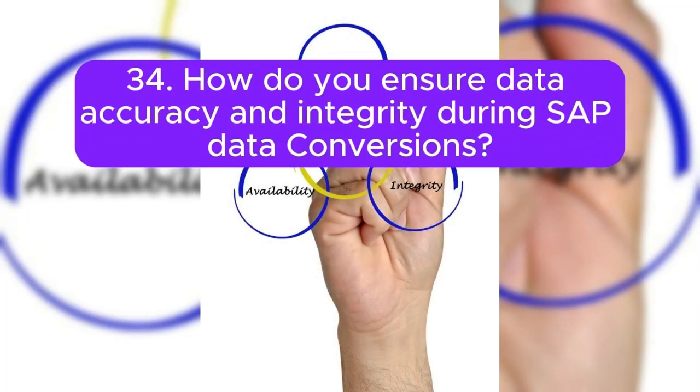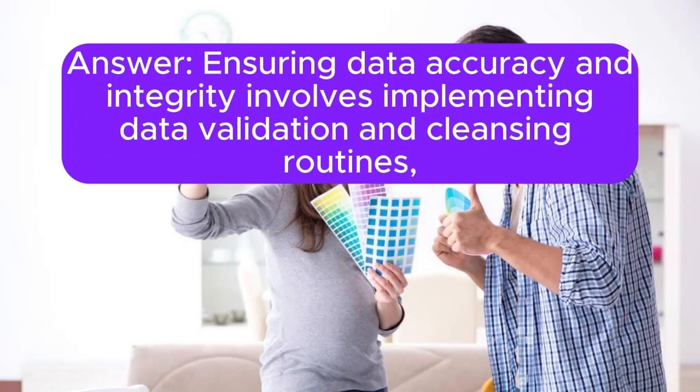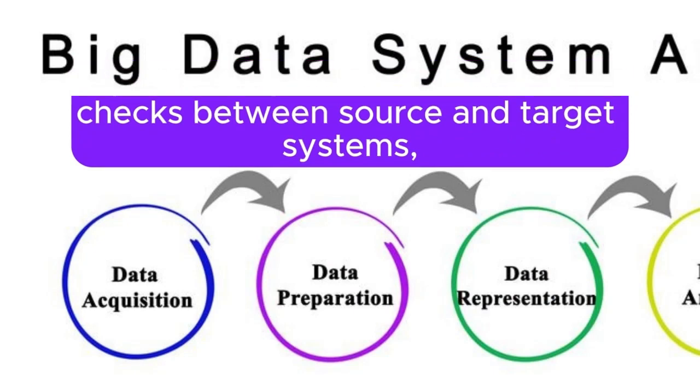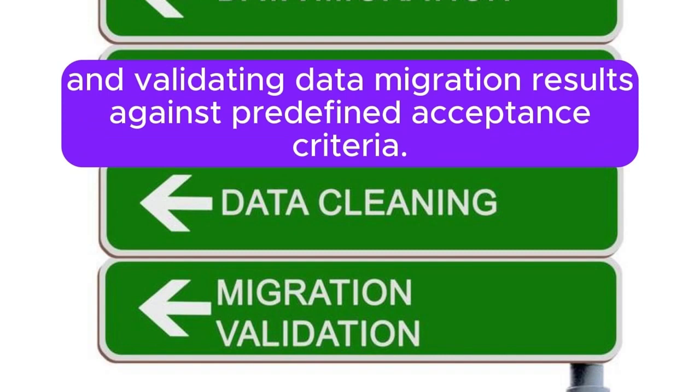34. How do you ensure data accuracy and integrity during SAP data conversions? Answer: Ensuring data accuracy and integrity involves implementing data validation and cleansing routines, performing data reconciliation checks between source and target systems, and validating data migration results against predefined acceptance criteria.